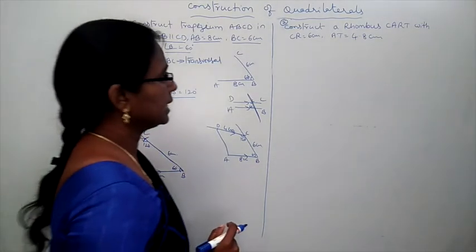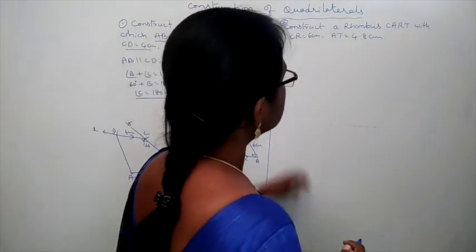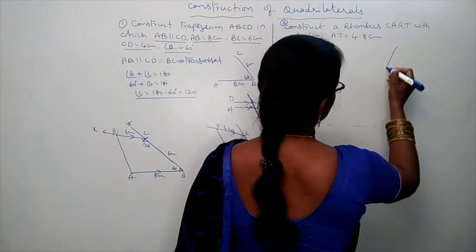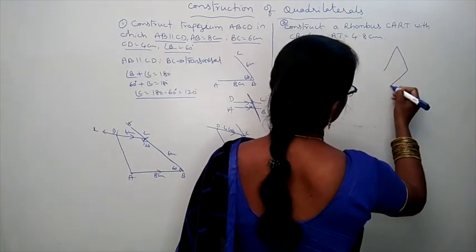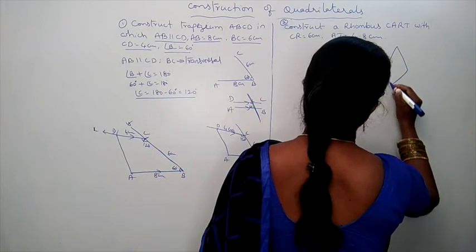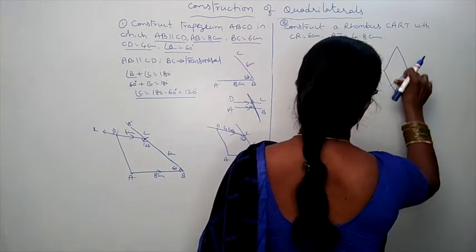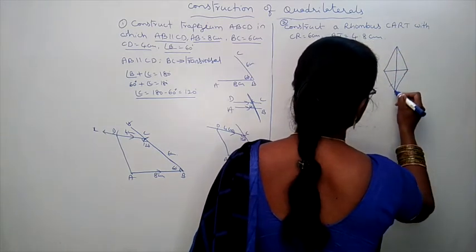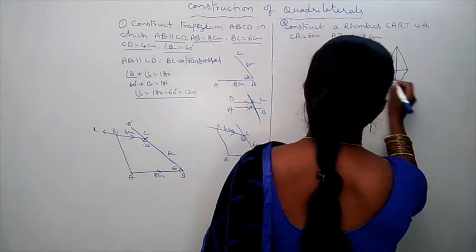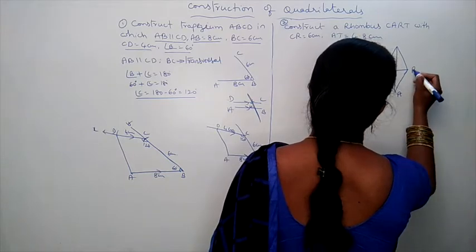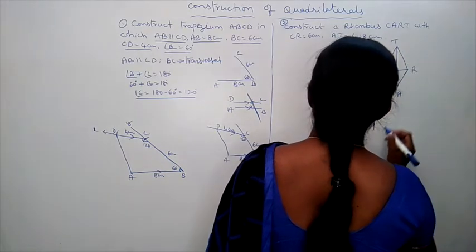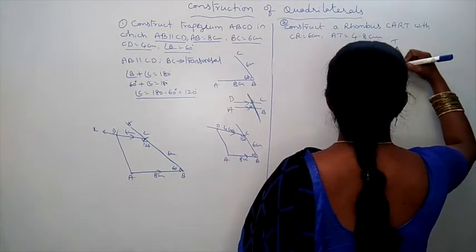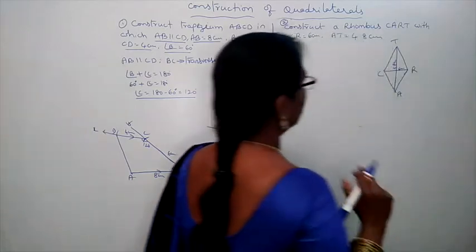Next, rhombus. Construct a rhombus CART with CR 6 centimeter, AT 4.8 centimeter. Now, this is the rhombus CART. Now, CR how much? This is 6 centimeter, and AT 4.8 centimeter. Now, how to draw?